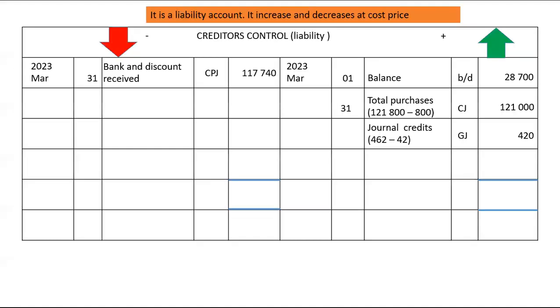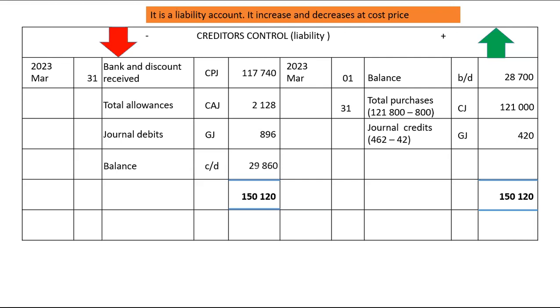So all I'm going to do here is to reduce this account on the debit side by total allowances or sundry totals from the creditors allowances journal, which is at 2,128, and the general debits amounting to 896. Now, get the totals quickly and minus the smaller side. You will get a balance carried down of 29,860, which becomes our balance brought down in the following month. And this is how much we'll owe the creditor.